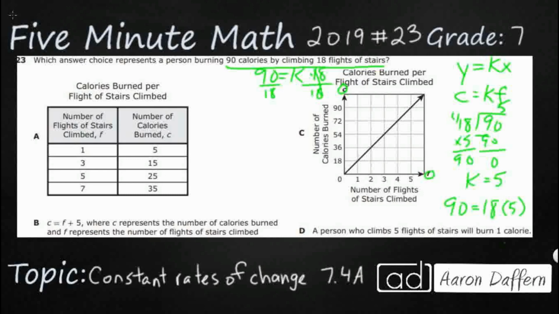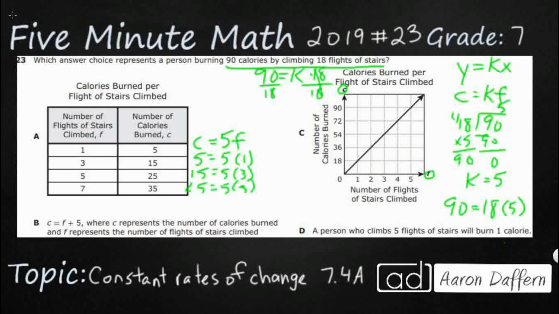Now, let's see if that works for 1. 1 flight of stairs gets you 5 calories. Yeah, that would work, because what we had here is our calories equals, our constant was 5, and then our f. So that's the equation we came up with. And so does 5 equal 5 times 1? Yeah, that works for the first one. 15 equals 5 times 3. Works for the next one. 25 equals 5 times 5. Yeah, that works all the way down.